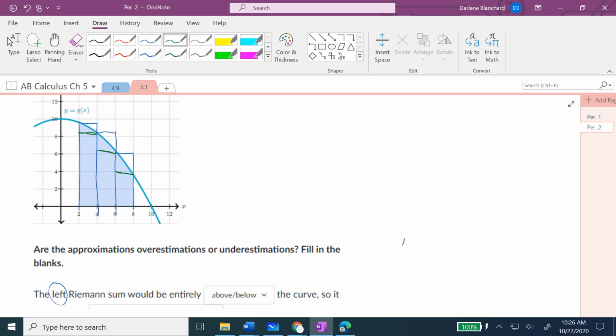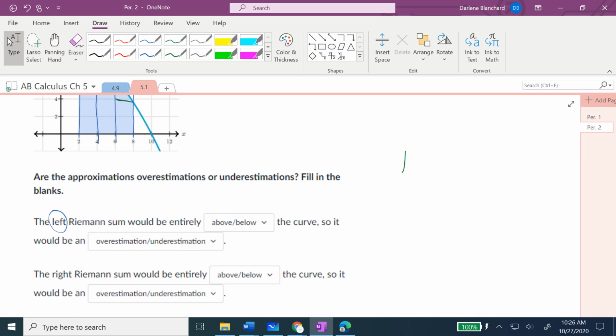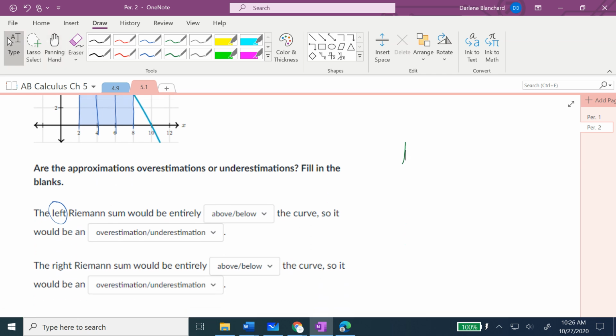So they've got this fun little interactive thing right here where you can click, is the left Riemann sum entirely above or below the curve? And we discovered that one was above. And then is that an over or an underestimate? An overestimate. And then if a right Riemann sum were drawn, it lies below the curve, giving you an underestimation.